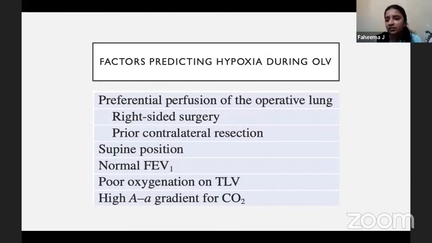The acute loss of lung tissue. No, what happens is, patients who are having normal FEV1 won't be having this auto PEEP. Because there is no auto PEEP, de-recruitment happens and the lung completely collapses. So that's why there is a possibility of hypoxia, even if the patient is having normal FEV1, because there won't be any auto PEEP when compared to your COPD patients. Okay, so these are the factors which predict hypoxia during one lung ventilation.